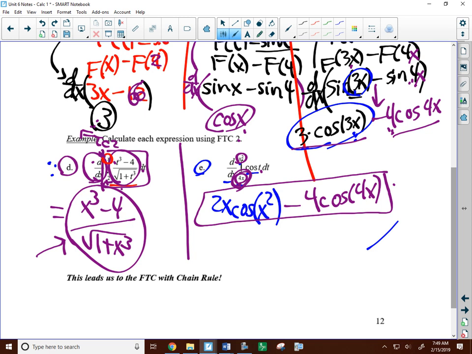Can I go to the next page? Any thoughts on those right now? It's all you.